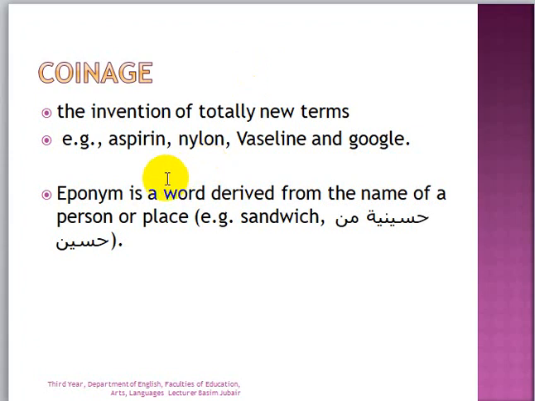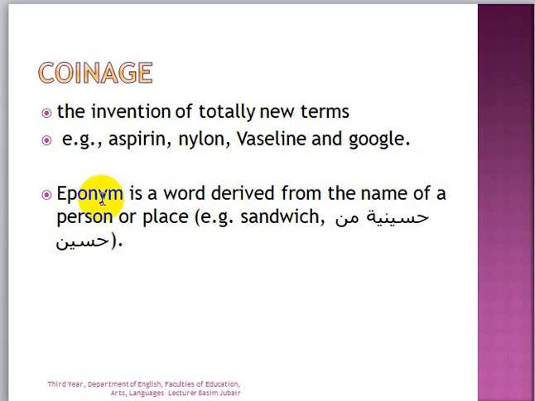The second one is eponym. An eponym is a word derived from the name of a person or place. The English example is sandwich, and the Arabic example is Husseiniya. Husseiniya came from Hussein, and this is very obvious and easy. An eponym is the process from where words came and through which words are produced.